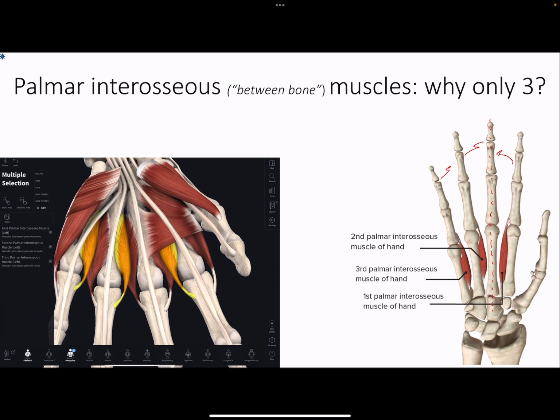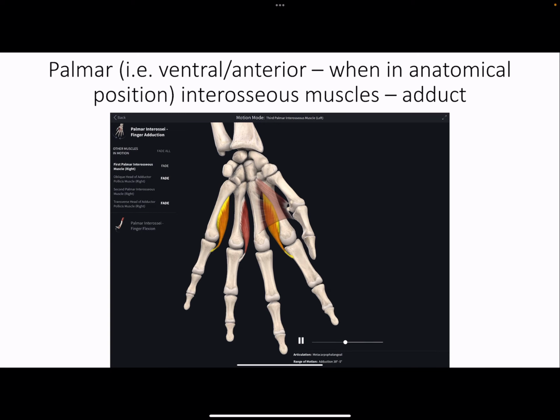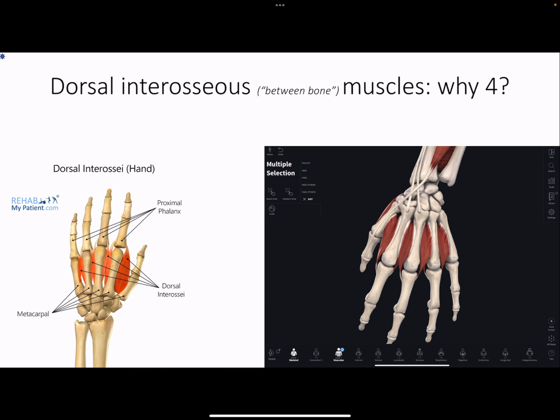And trace. Here we go. Nothing more to see, just bringing them together. This is what they do. All right, dorsal interossei, because we need to bring that one away, and that one away, and that one away, and that one away.